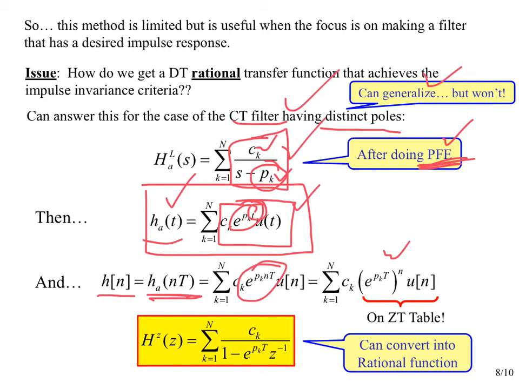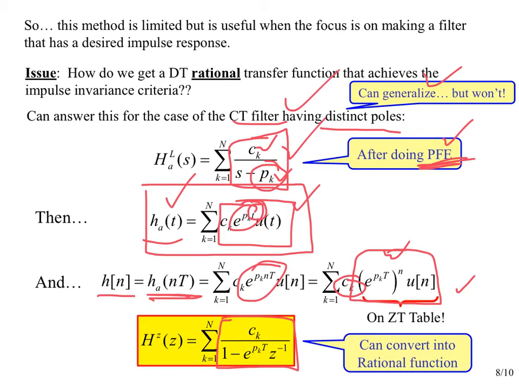And if you look on your Z transform table, you'll find this as an entry, and you'll be able to see that it transforms into something that looks like this. Here we've included the C sub k that was out in front of that.